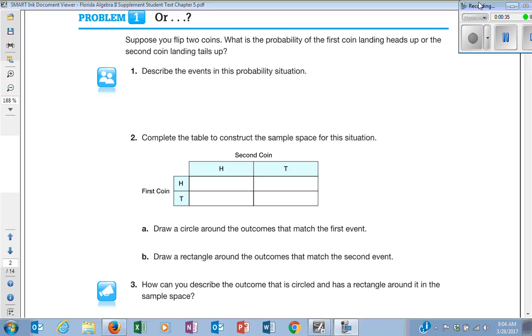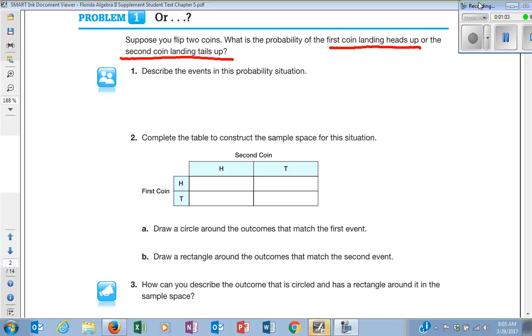So let's just go ahead. What are the 2 events? If you flip 2 coins, I need 2 events. First one is what? First coin landing heads up. That's my first event. What's my second event? Second coin landing on tails. Okay, you got to be specific when we're doing these.